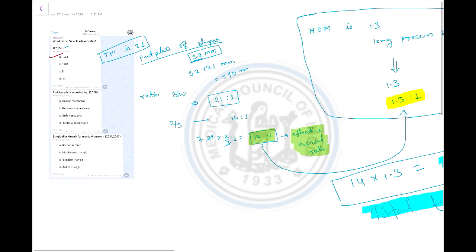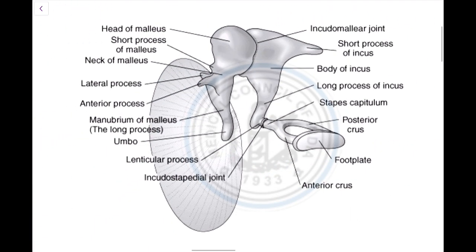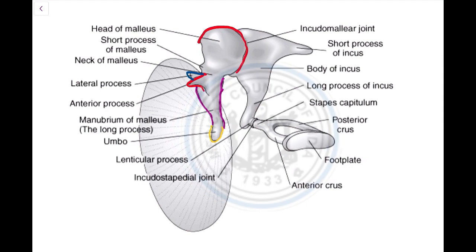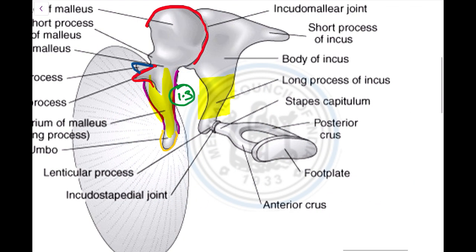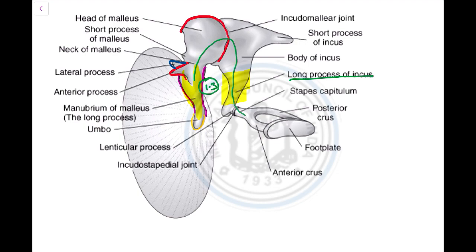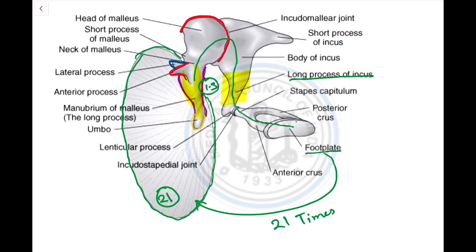Let's see the anatomy. Look at this image. This is the malleus, the head of the malleus. This is the anterior process, this is the lateral process, this is the long process, and this one is the umbo. The long process is 1.3 times bigger than the long process of the incus. This is the ossicular chain. The tympanic membrane is 21 times bigger than the footplate of the stapes. So this is our anatomy.